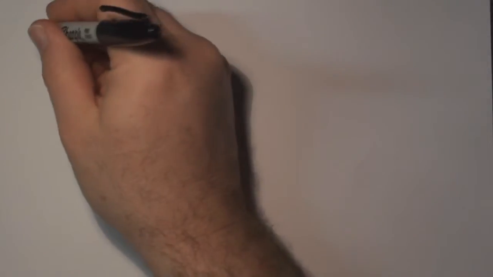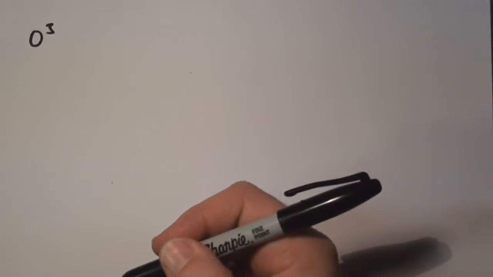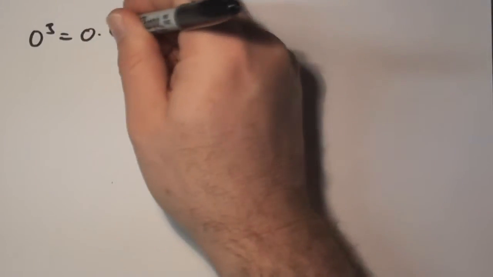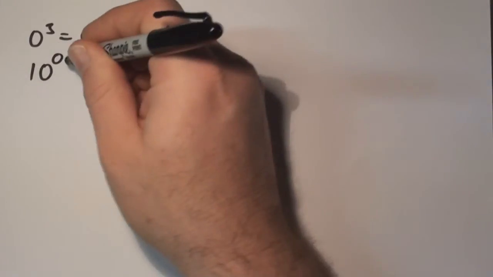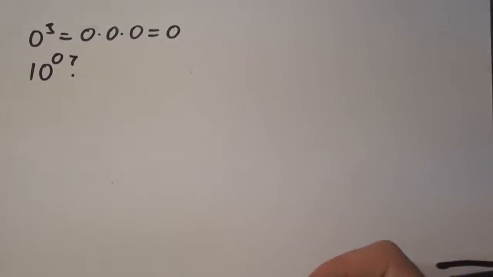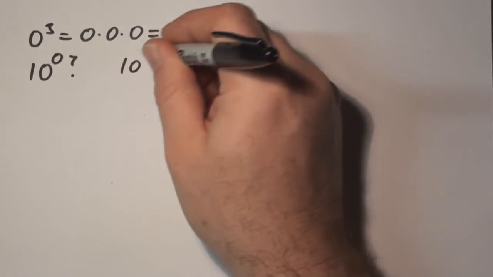Well, if our base is 0, this is easy because we know 0 times anything is 0. So 0 to the power of 3 is equal to 0 times 0 times 0, which is equal to 0. But what about 10 to the 0? Well, this is 0 tens. But should we say this is 0? What if we do the following?